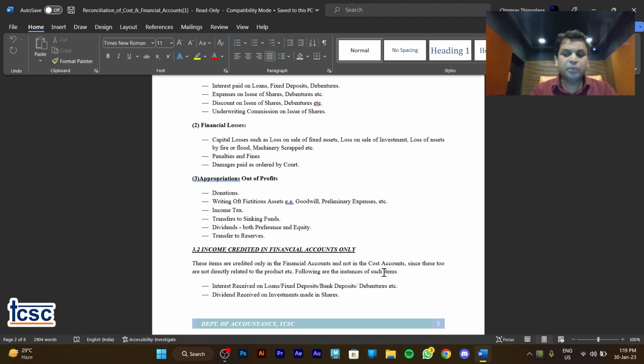So what will happen in the question is that they are going to give you one book's profit, for example the profit of the cost book. So in the answer you're supposed to find out the profit of the finance book. If in the question profit or loss as per the finance book is given, you're supposed to find out profit or loss as per the cost book. So the thumb rule: if cost book profit or loss is given, find out finance book profit or loss. If finance book profit or loss is given, you're supposed to find out cost book profit or loss.